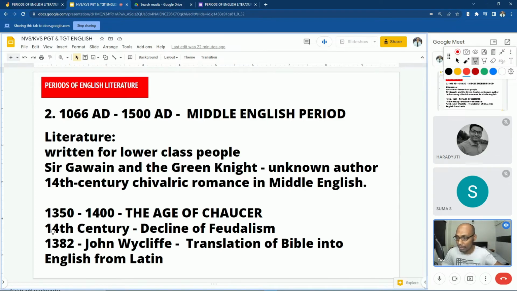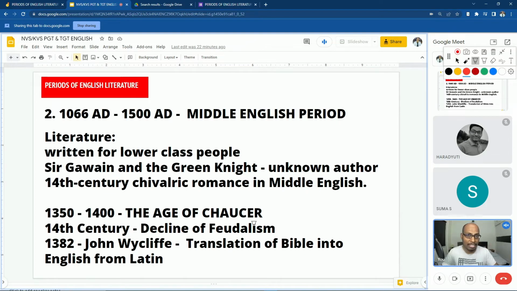And then we have 1382, John Wycliffe's translation of the Bible into English from Latin. This is one of the most important questions in English literature. Who translated the Bible first from Latin to English? It is John Wycliffe, and the year is 1382. He translated the Bible from Latin to English.